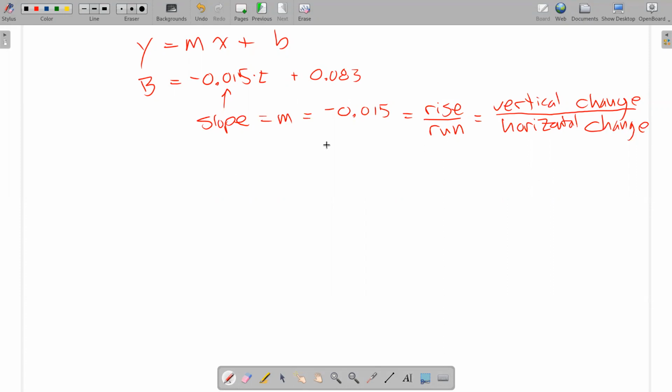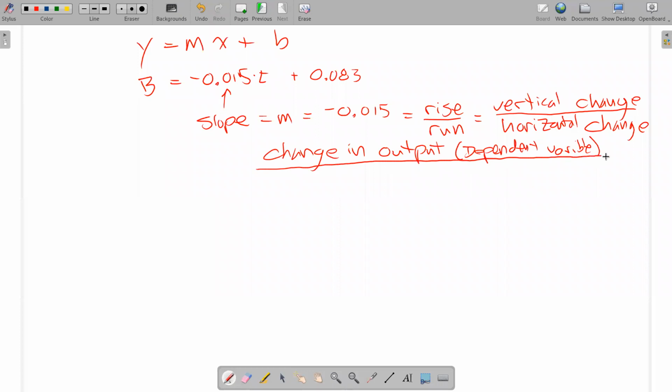Another way that it was talked about, if you look at the reading we had just a minute ago, is that rise is also the change in the output variable. Remember, output is our dependent variable. And then the run would be the change in the input, the way we write the equation. And the input is our independent variable.